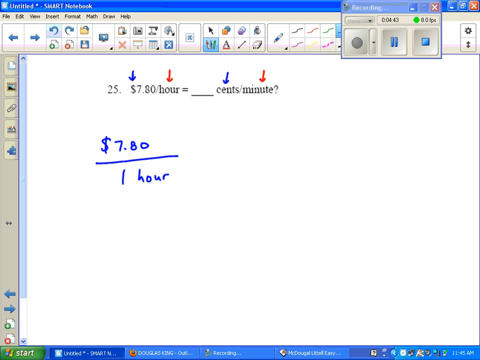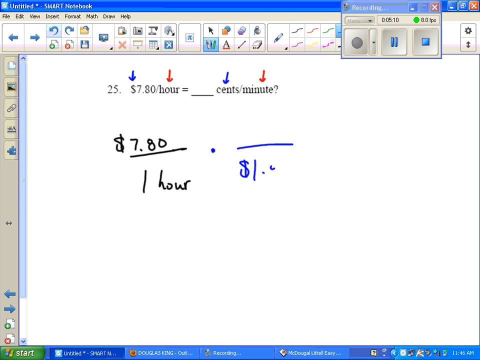In order to convert, let me write that actually in black to keep it where we can change them up. Same thing, $7.80 per 1 hour. The first conversion we'll do is from dollars to cents. We have our dollars at the top of our fraction. So when we do our conversion, we want to make sure we multiply by something that has $1 at the bottom of the fraction. We're going from dollars to cents, so we know there are 100 cents in $1. So that'll make our first conversion.